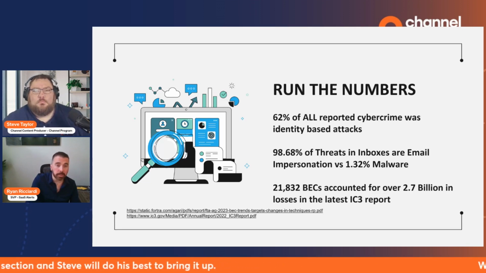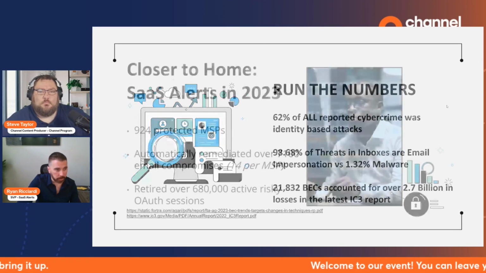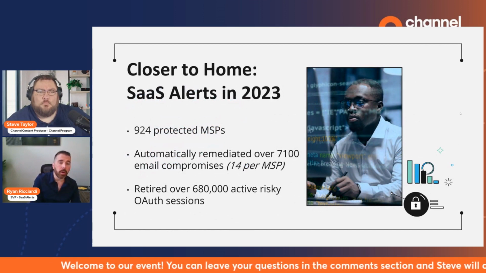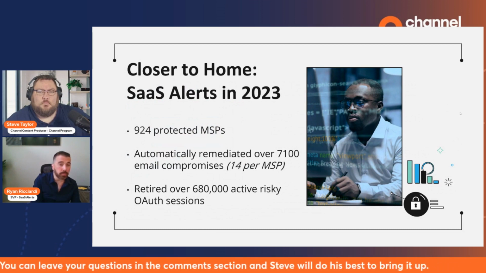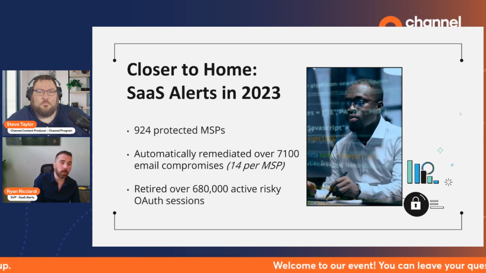Okay. I mean, we have SaaS Alerts data that kind of backs that up as well. It's a little closer to home and MSP specific. We had 924 MSPs on the platform through 2023, and we automatically remediated over 7,100 email compromises. So that's a little bit more than one per month per MSP that we protected. And in that time frame, our partners found reason 680,000 times to retire active risky OAuth sessions.